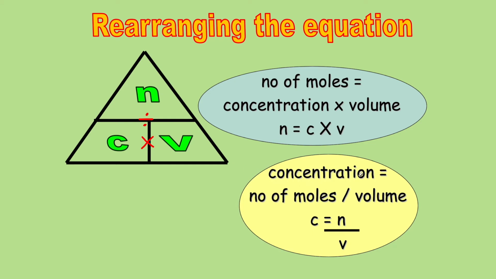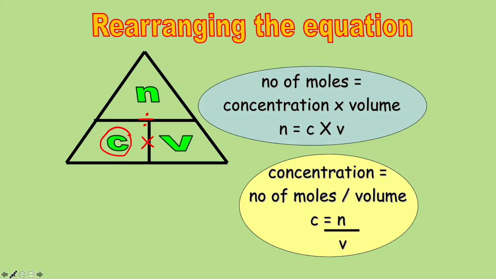So right there it says if you want to figure out concentration, all you have to do is the number of moles divided by the volume. So if you want to figure out concentration, I would just circle that and I would say, okay, well, that must be number of moles divided by my volume, which is right there.